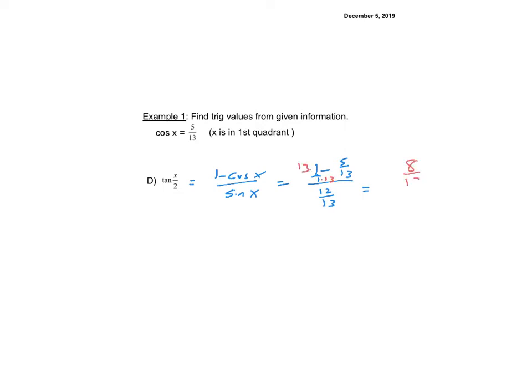So I get 8/13 divided by 12/13. 8/13 times the reciprocal. So the 13s can cross out. We get 8/12. Reduce both of those down by 4, and we get 2/3. Notice there wasn't a plus or minus in front of any of these answers, so it's not like we have to figure out the sign. It just automatically comes out to be positive 2/3.